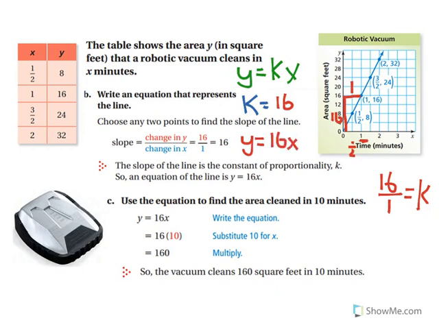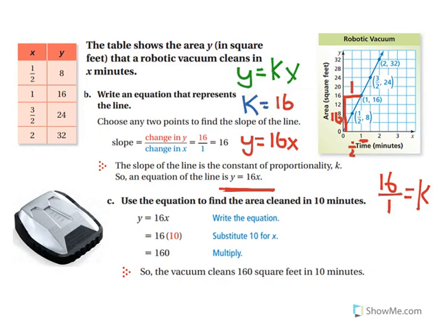And since I can write my equation in the y equals kx form, then I know that this is, again, in direct proportion. And so as we can see right here, my final response would be: the slope of the line is the constant of proportionality, k. So the equation of the line is y equals 16x.